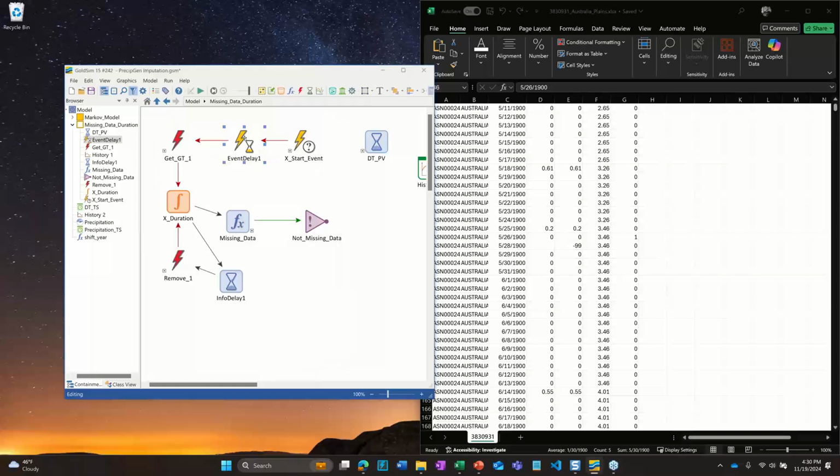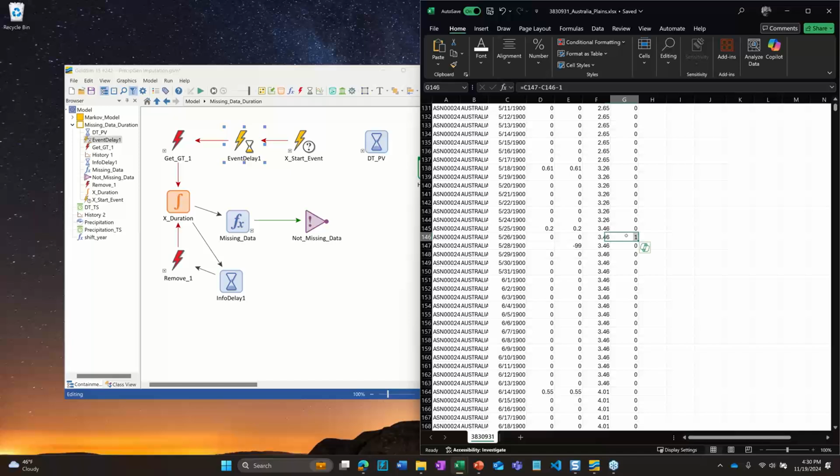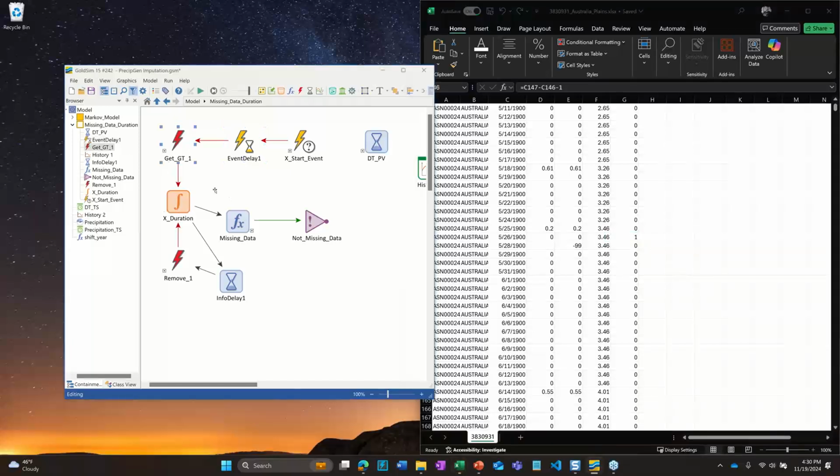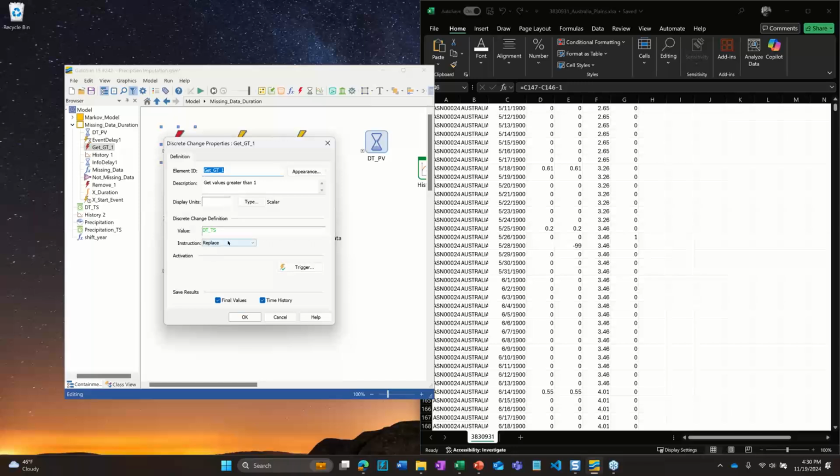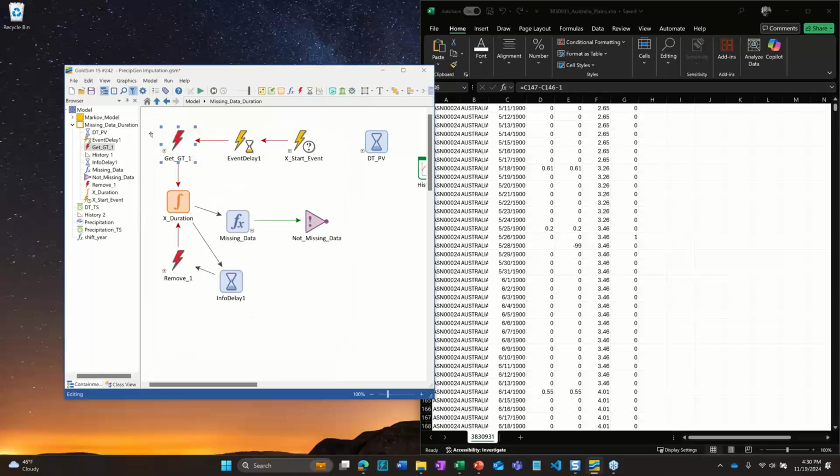I delay my event. And then when that event occurs, we push that value, whatever that value is that we found here, whether it's a 6 or a 1 or whatever, into this integrator. And we do that by using this instruction replace. So it just says, okay, whatever that was, just replace it. This is going to be the duration of our missing record time. And then as we march forward in time, I reduce a day each day. And then it allows us to essentially capture only those moments where we're missing records.